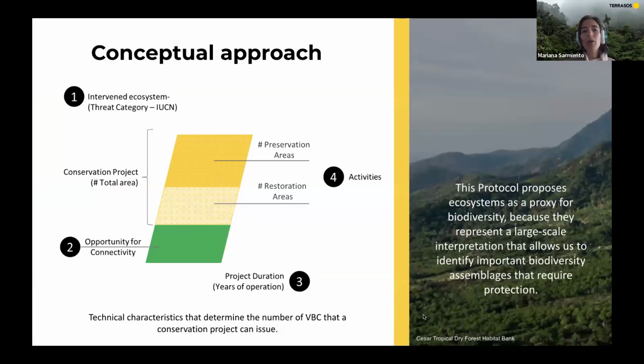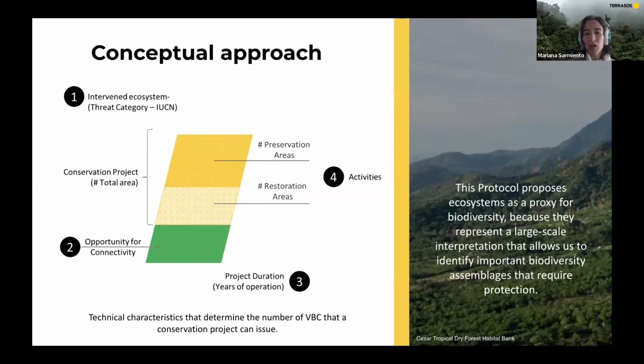So how do we determine how many TEBUs a project can issue? Well, it's based on 5 different factors. One is how threatened that ecosystem is. The more threatened the ecosystem where the project is based, the more points it gets. Of course, it's also a function of the total area of the project, and how it contributes to landscape connectivity, again, connectivity being critical for biodiversity conservation.